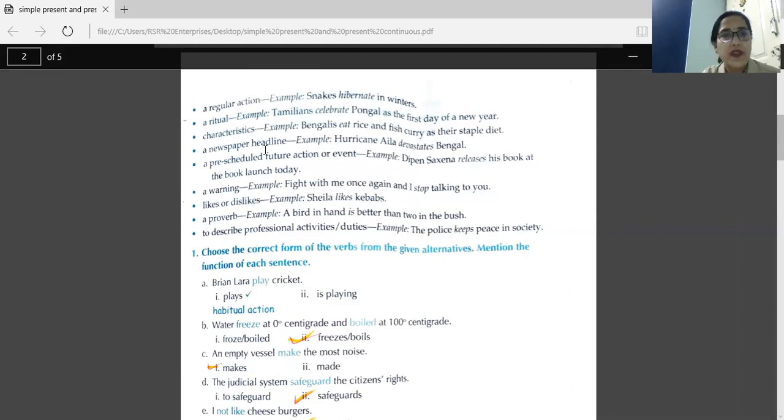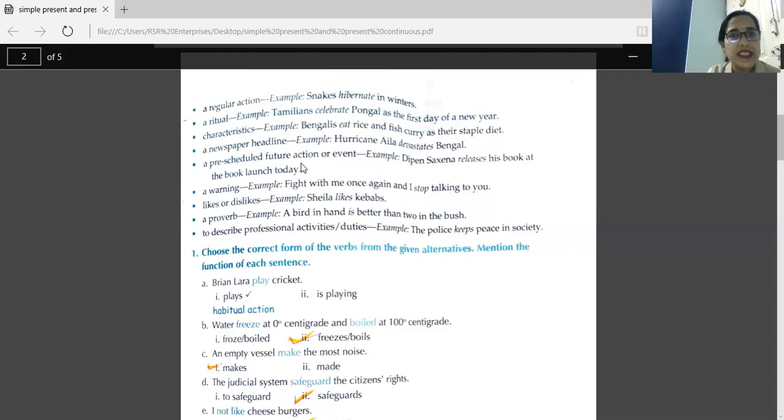Next one, a newspaper headline. So headline in the newspaper, there also we have to use simple present tense. Hurricane Ella devastates Bengal. So this is the news or headline of the newspaper. So there we have devastates. We are using simple present tense in this condition.